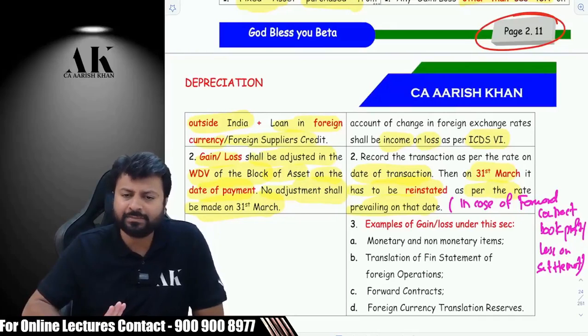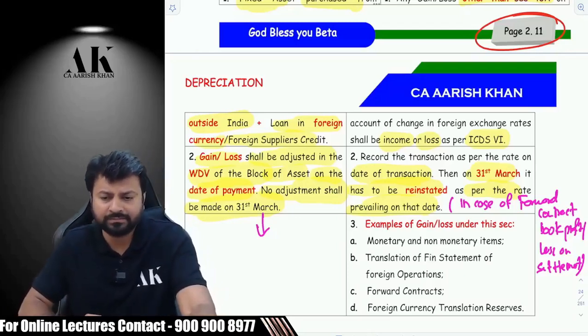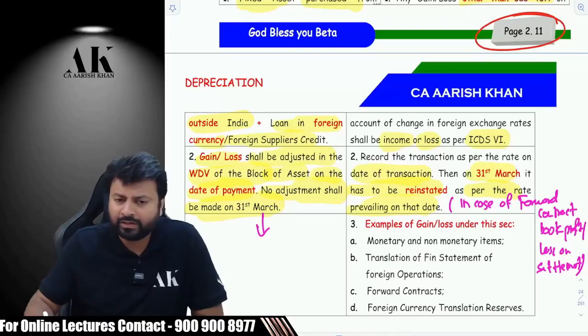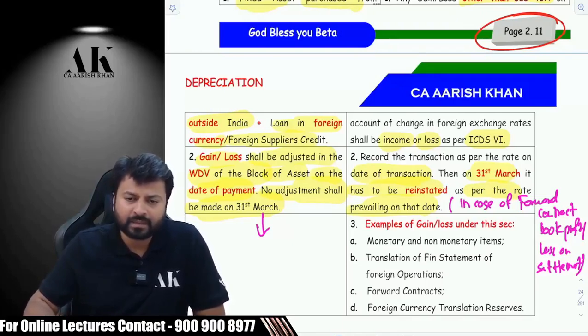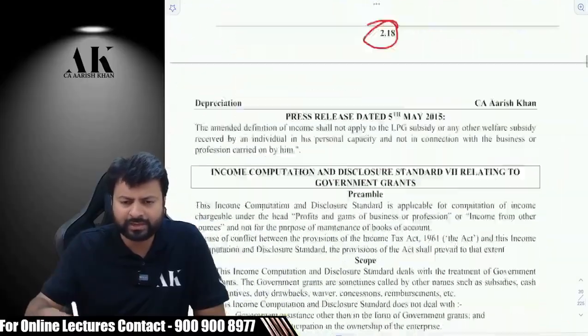So the treatment is very simple. See over here, if you are covered in 43A, where will you take the profit and loss? You will take the profit and loss to the WDV of the block of asset, right? And if you are in 43AA, you will take the profit and loss to your P&L account, your income statement, right? And in case of forward contract also, you will take it to P&L only. But in case of forward contract, you are not going to do anything on the balance sheet date, only on the date of settlement.